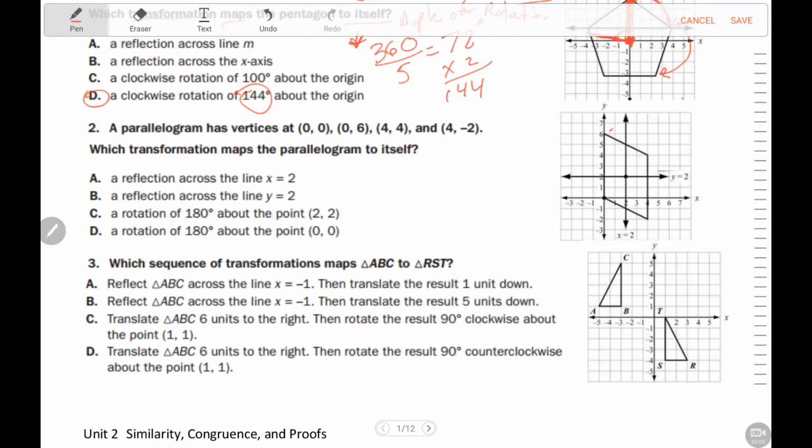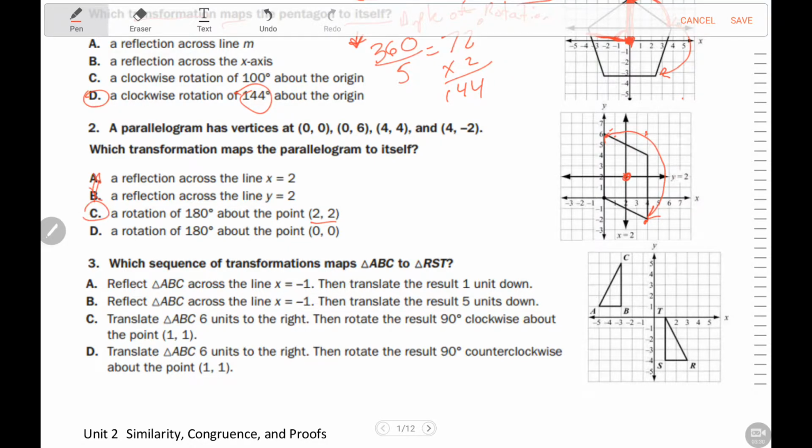Reflection across x equals 2, well, that would put that point right there, so it can't be that. Reflection across y equals 2, again, that would put that point up here. It wouldn't be mapped onto itself. A rotation of 180 degrees about the point. So basically, this point would come down to here. But make sure you know that it's from that center right there, and that does work.